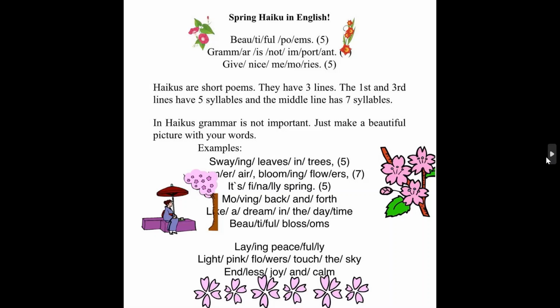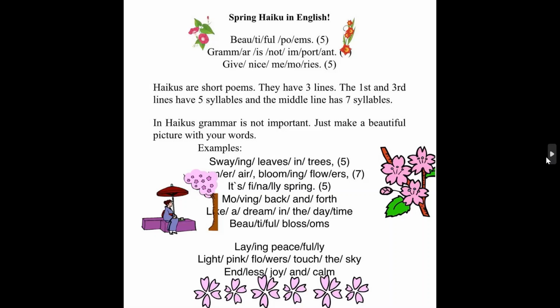For example, swaying leaves in trees. 5 syllables. Okay. I can't see what is in the air, blooming flowers. It's finally spring. Moving back and forth like a dream in the daytime. Beautiful blossoms. Or, laying peacefully, light pink flowers touch the sky. Endless joy and calm. Of course, these describe spring.